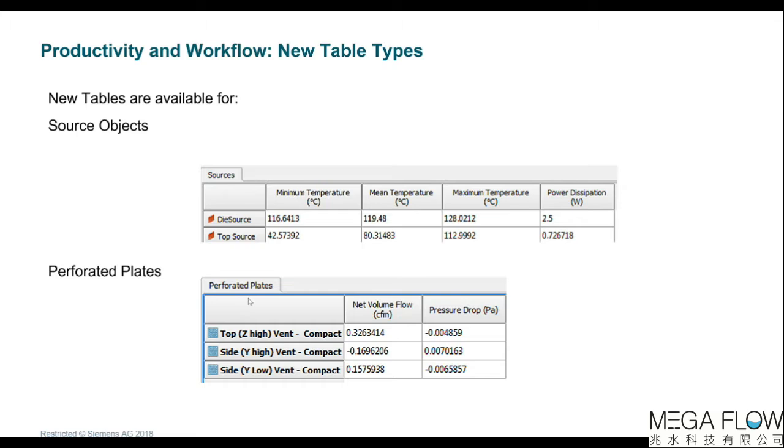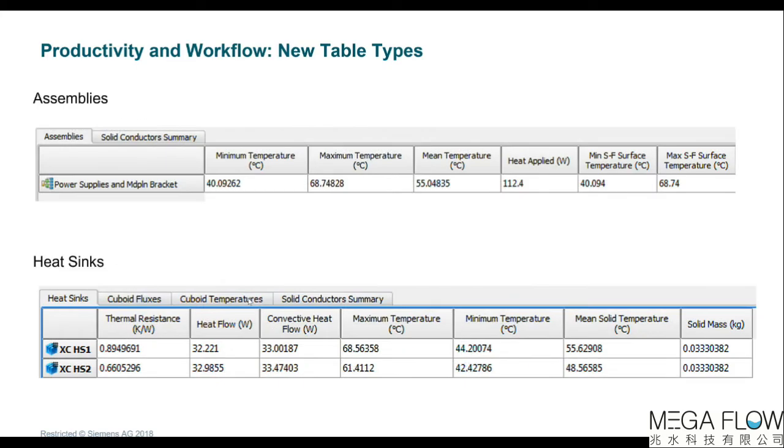If you select a perforated plate, it will show you the net volume flow and pressure drop and a few other quantities as well that are not shown on screen. If you select an assembly, this is interpreted by Flotherm as meaning show me all information about objects within that assembly. So if you select an assembly, it will report the minimum, maximum, mean temperature of all solid objects within that selection, as well as the total heat applied and some summary information about surface temperatures as well.